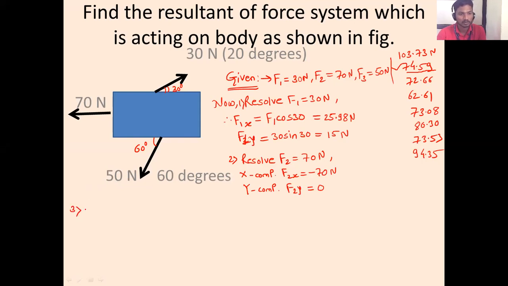Here, third step. Which is our third force? 50 Newton. Resolve the 50 Newton force. How much angle has it made, and with which axis? 60 degrees with the negative X axis.